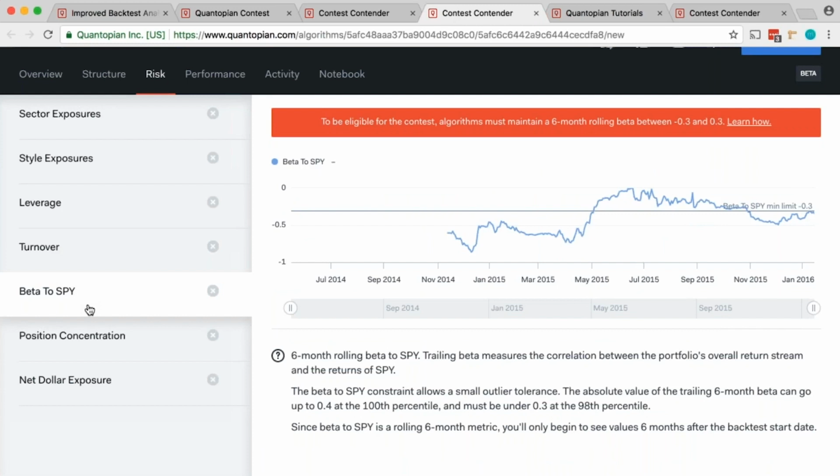Another important measure, of course, is beta, making sure that I'm not too correlated to SPY. And as we can see here, it looks like I am for quite a while below the minimum limit of beta, which means that on the short side, I have too much correlation to SPY. So it dips all the way down to minus 0.86, when what we really want is to keep it between minus 0.3 and plus 0.3.